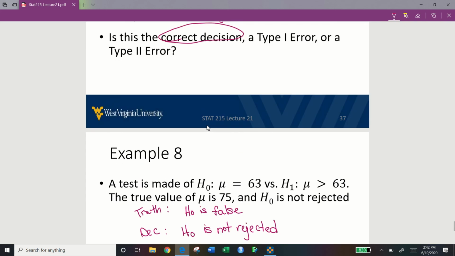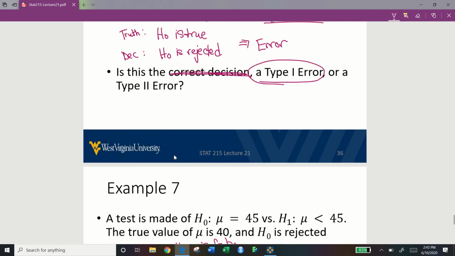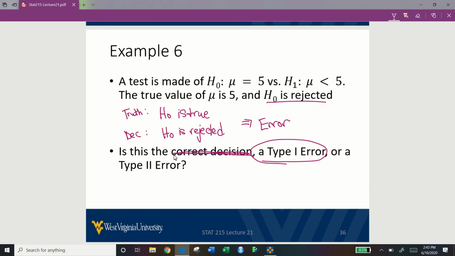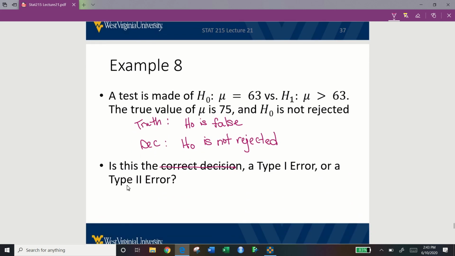Well, unlike in example 7, when h naught was false, we did not reject. So this eliminates us making a correct decision. So did we make a type 1 error or a type 2 error? Well, if we scroll back, a type 1 error was when the null is true, but the null is rejected. We have the opposite situation. So this is going to be a type 2 error. The truth is that the null is false, but we failed to reject it. Okay.